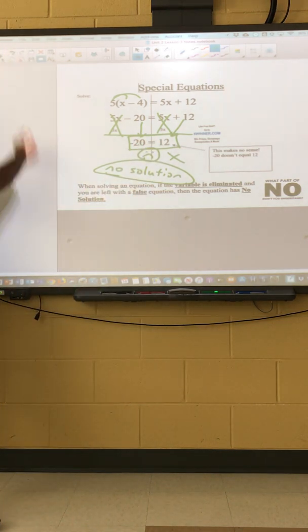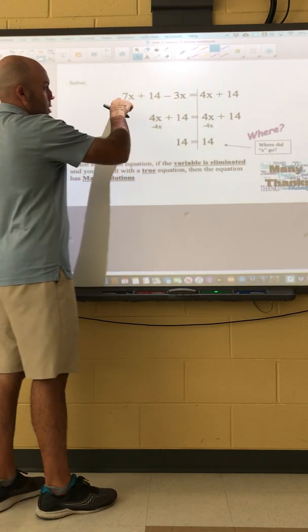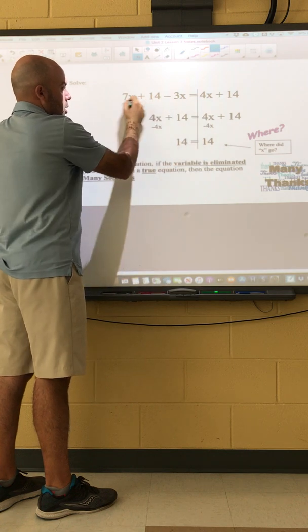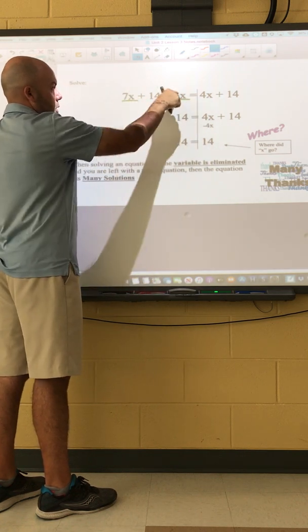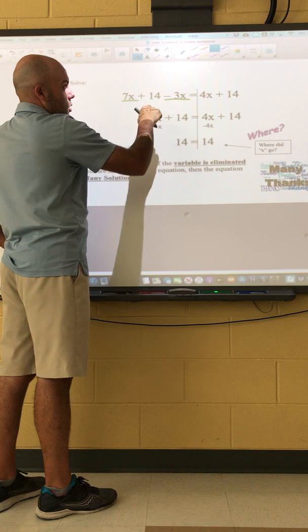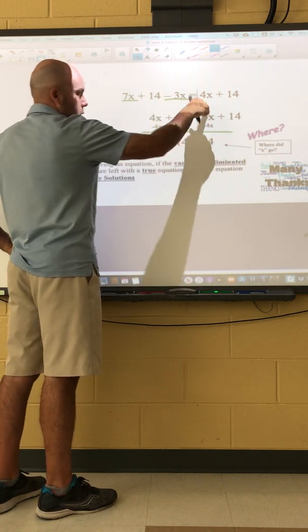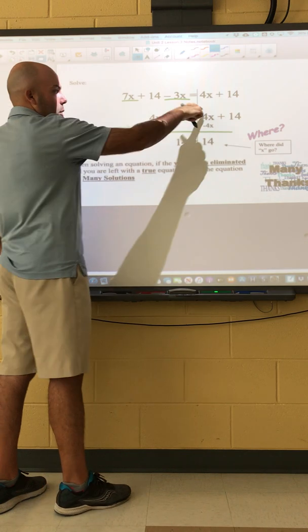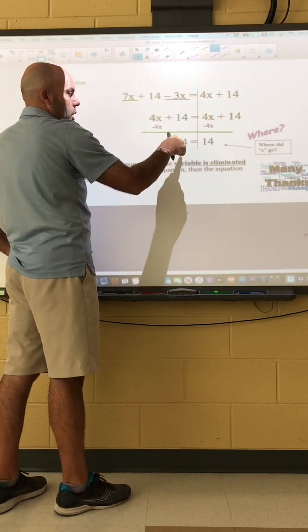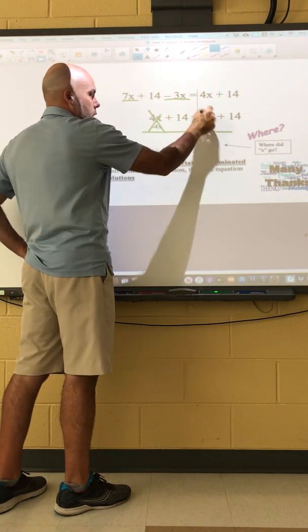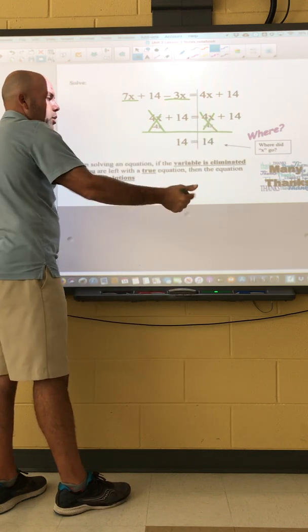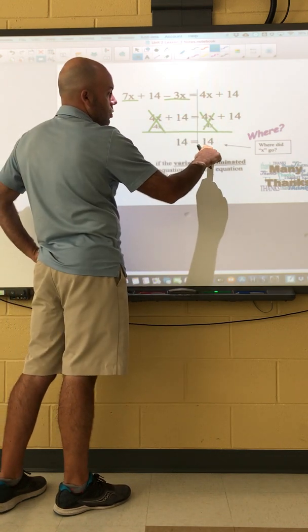So now let's look at the other type of special equation. So here I see that I've got my equation. I'm going to combine like terms on the left side. 7x minus 3x gives me 4x. So I get 4x plus 14 equals 4x plus 14. I want to get the variable on the same side because they're on opposite sides, so I minus 4x from both sides. When I do that, again, it doesn't just cancel on the left or on the right, it cancels on both. So now I'm left with 14 equals 14.